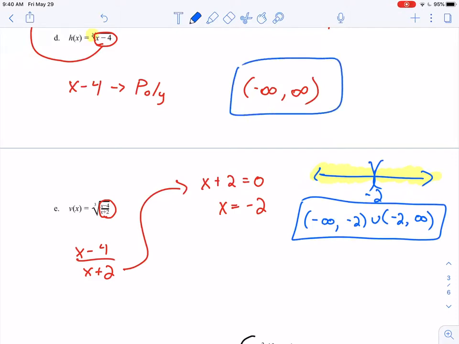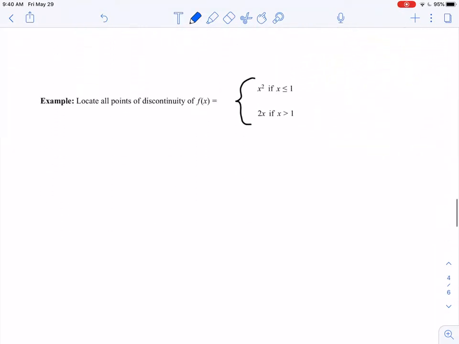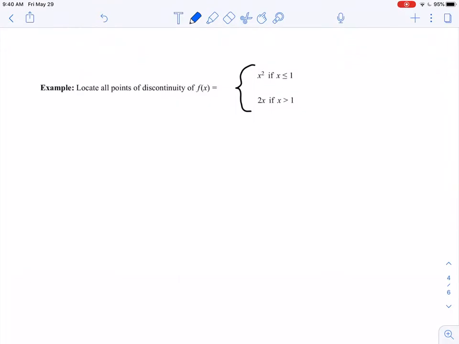So for the most part, the types of functions we work with 99% of the time are going to fall into one of those three categories, right? It's going to be a polynomial, it's going to be a rational, or it's going to be a root function. And I think the most important part is just figuring out which one of those functions we have. But that 1% of the time, though, we might be dealing with something like a piecewise defined function here. So here it says locate all points of discontinuity of f of x, and here I have a piecewise defined function. It's x squared if x is less than or equal to 1, and 2x if x is greater than 1.